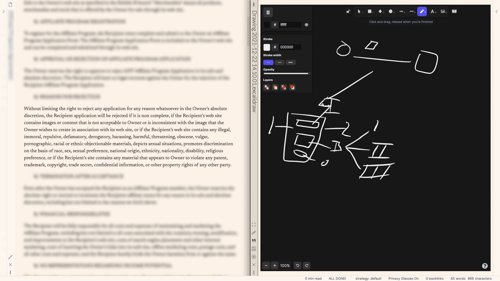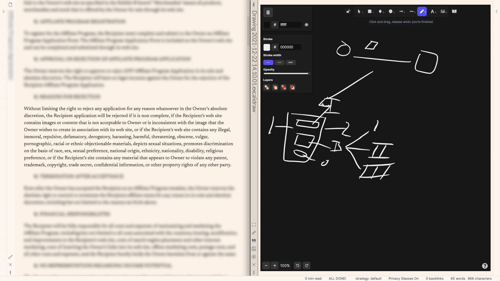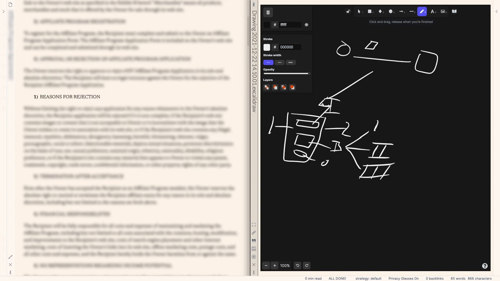So keep in mind that sometimes you have a person who signs up as an affiliate, and after a while you'll be like, you know what, I want to terminate the contract. And here you can put some reasons for when you can terminate your contract, because it's an agreement between you and the person. So this is technically how these two things work.